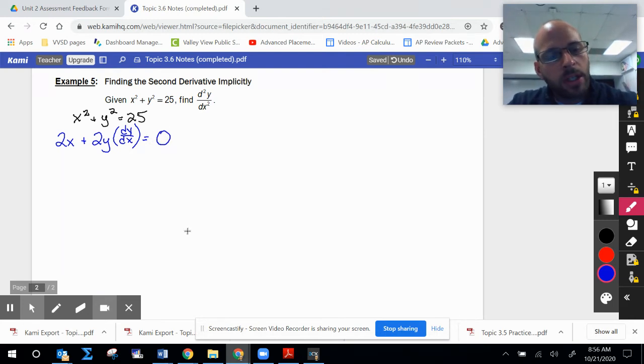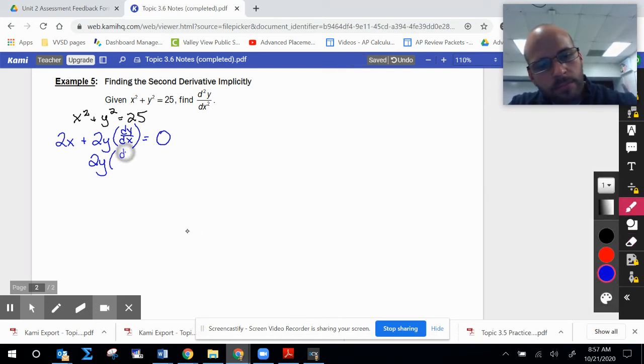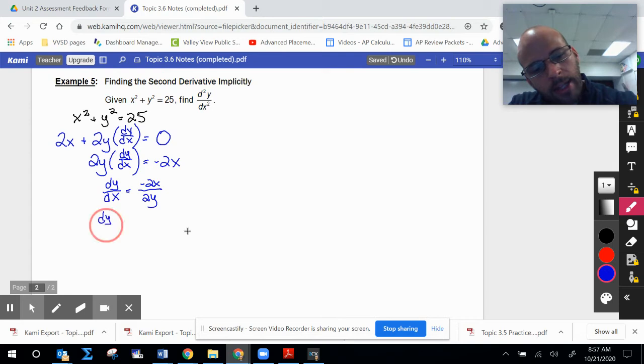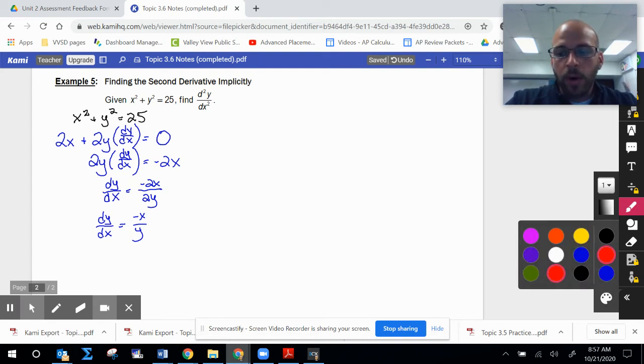Okay? Now, what I am going to do is get this dy/dx all by itself. So let's subtract that 2x over to the other side. Okay? I'm going to divide the 2y over, which gives me a negative 2x over 2y, and I can reduce that to give me a negative x over y. Now, that's the first derivative implicitly, but I want the second.